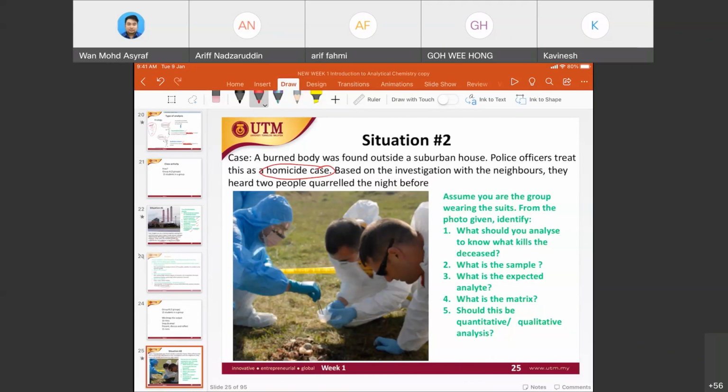Any idea? Ada tak anyone yang rasa apa yang kita boleh buat? The burnt body is the sample. Okay, what is the analyte? Dalam kes ni, apa analyte yang kita nak? Macam, okay, memang dia dibakar. Dibakar ke? Macam tu lah sebab dia burn kan? Sama ada dia dibakar ataupun terbakar. So, apa analyte yang kita rasa logik?